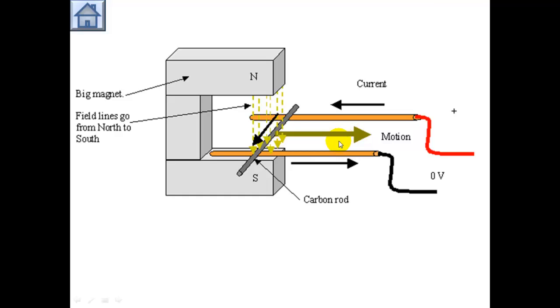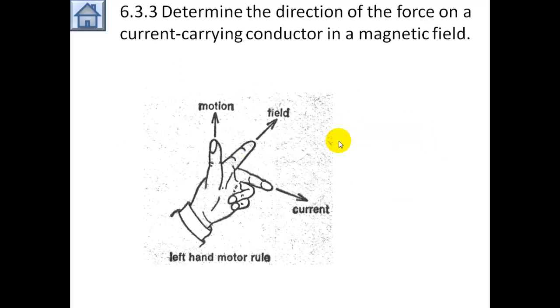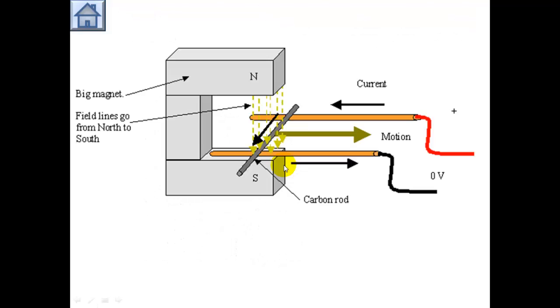This can be described with Fleming's left-hand motor rule, which is this: the first finger is the field, the second finger is the current, and the thumb shows the motion. So if you have the first finger going down and the current coming towards you, it must mean that the motion, the force on the wire, will be in this direction.